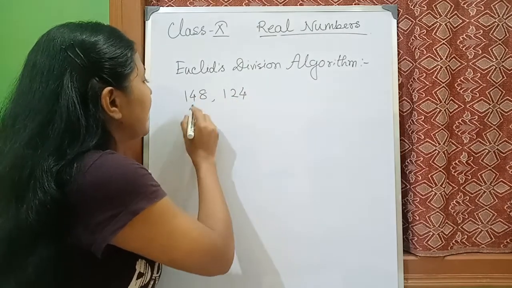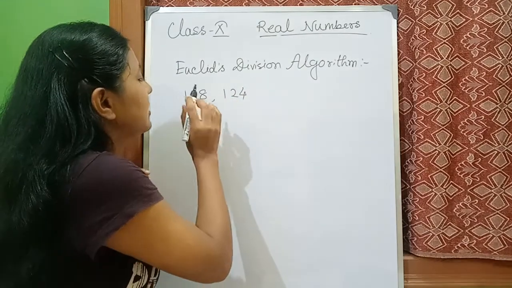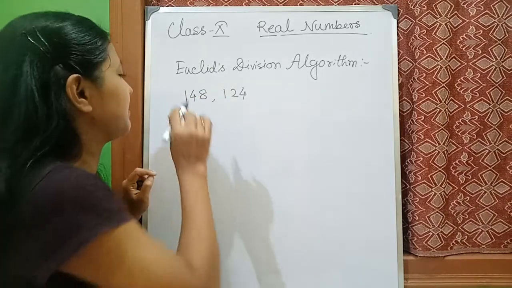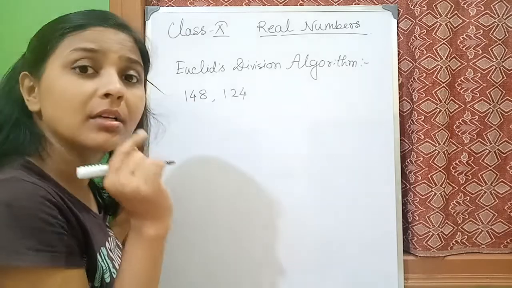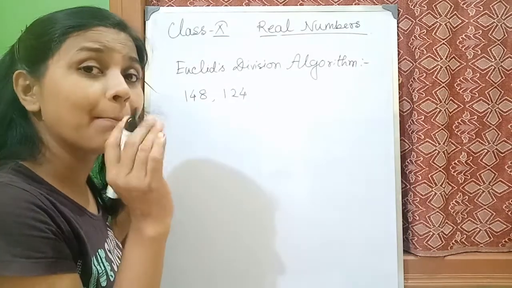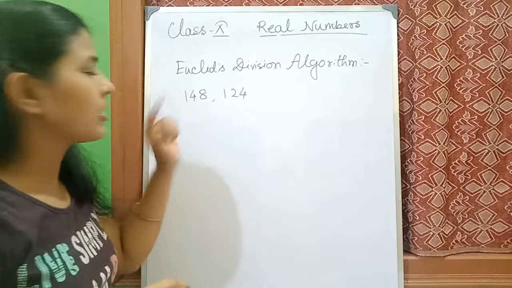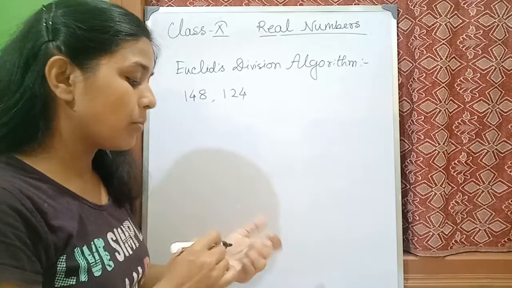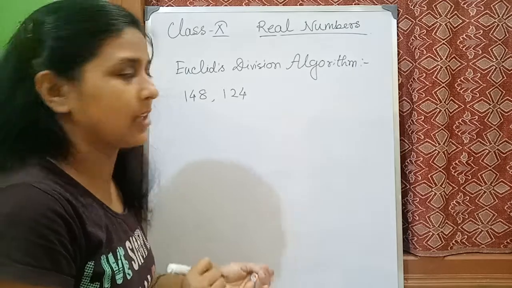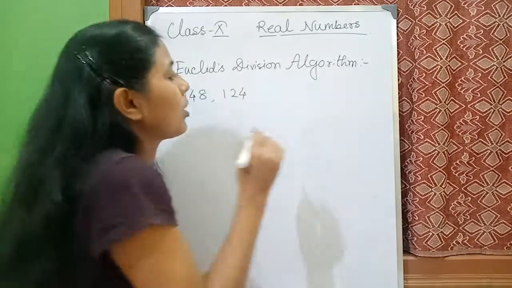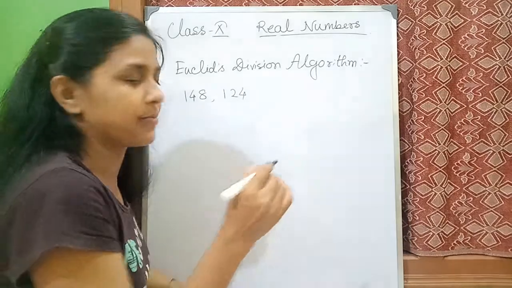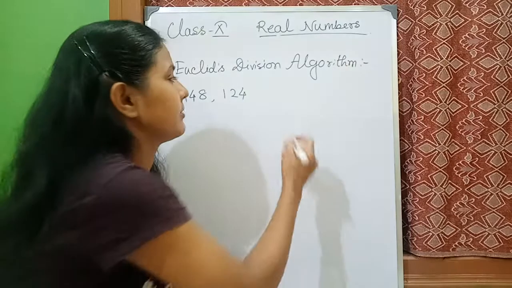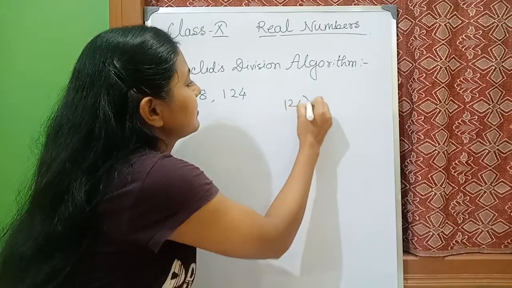You can see that 148 is the larger number and 124 is the smaller number. That means 148 will be the first dividend. For this, if you want to do it more perfectly, you always make it rough. Division process, long division process for finding HCF. This is like this.